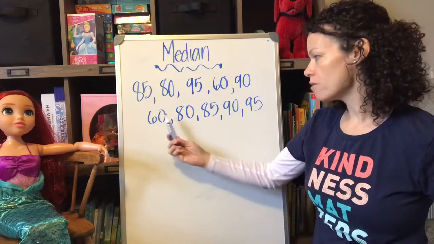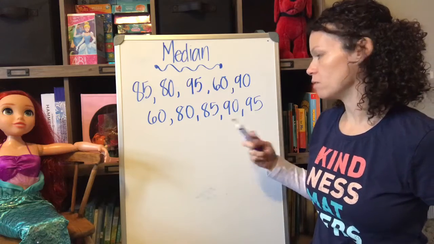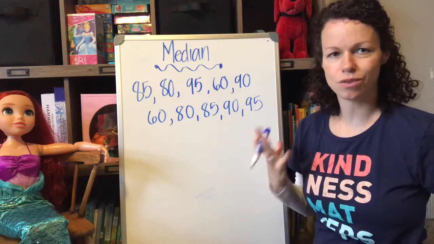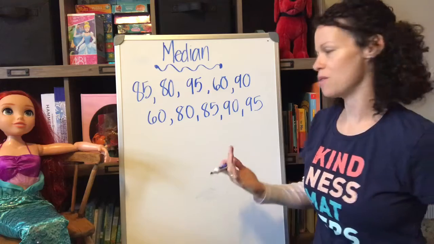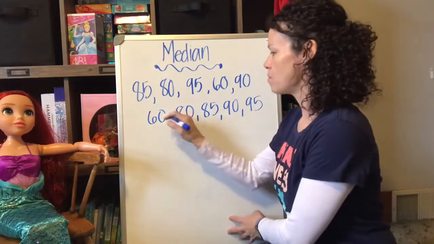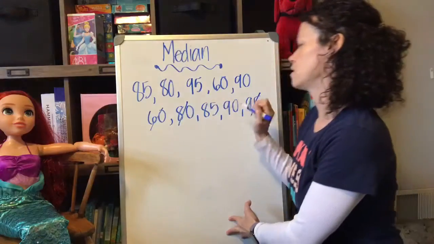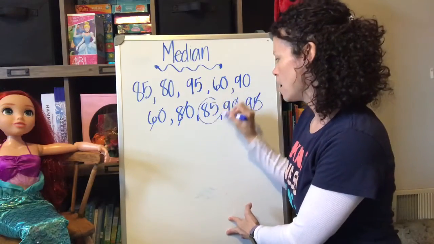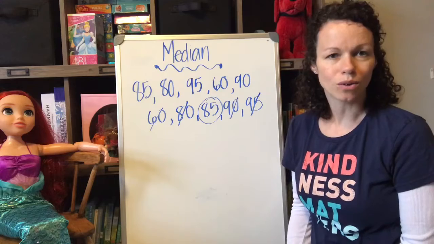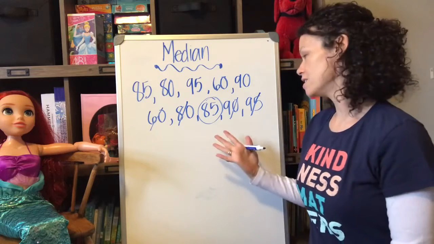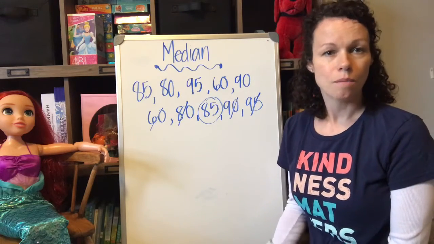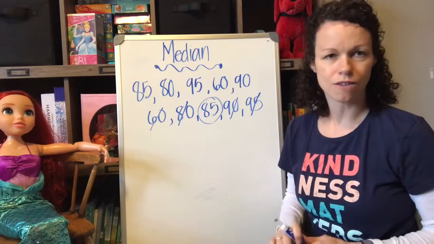So because we have 5 numbers that were given, which is an odd number, it makes it nice because we're going to see we have one middle number. So if I look at this, a lot of people will cross off one side, cross off the other, cross off one side, cross off the other, and then as you go, you're left with your middle number. So in this example, my answer is 85. My median of this set of data would be 85.